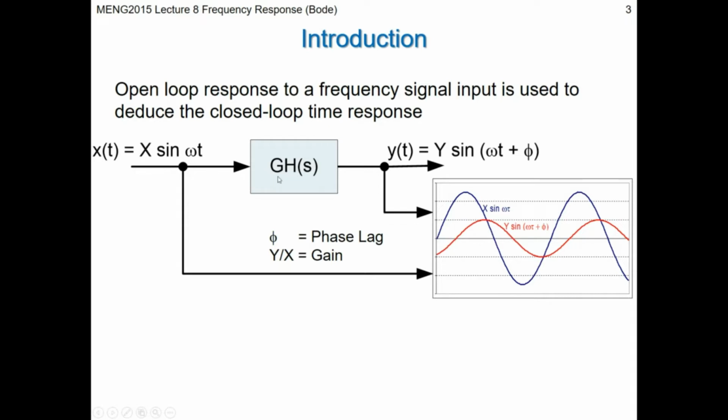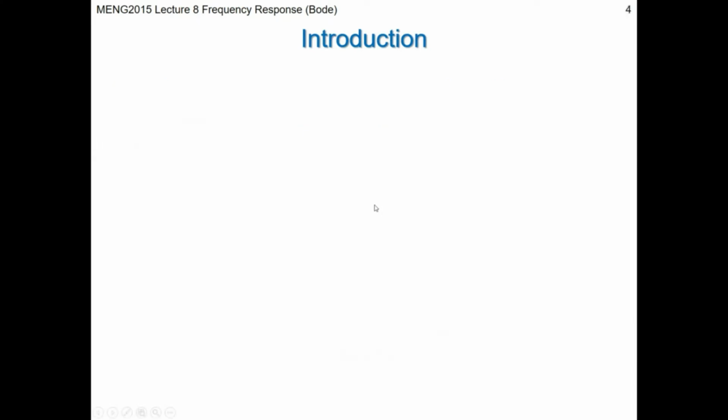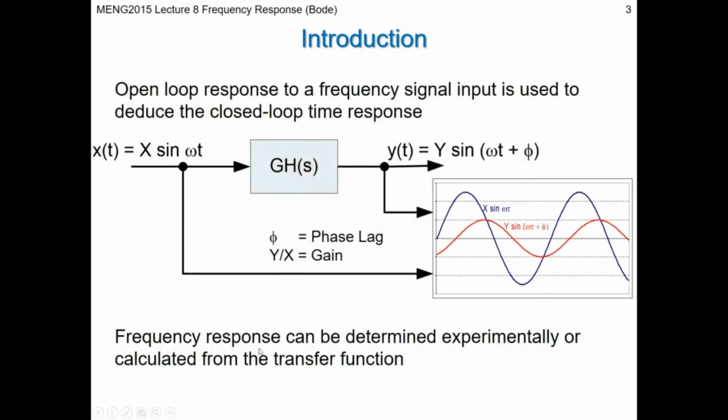So we have this sort of setup. The nice thing about frequency response is it's possible to do something called system identification. That's where you literally take a system, put a sinusoidal input onto it, and measure the output, and you can plot them just like I've plotted them here. By comparing those mathematically, you can actually deduce the transfer function of the system. So that's called system identification. We can determine frequency response either experimentally, like I just described, or you can calculate what that's going to be from the transfer function.